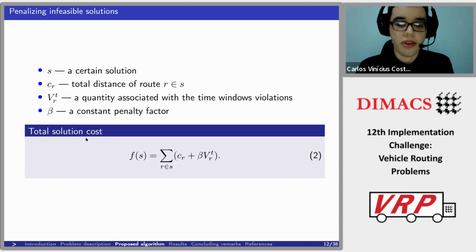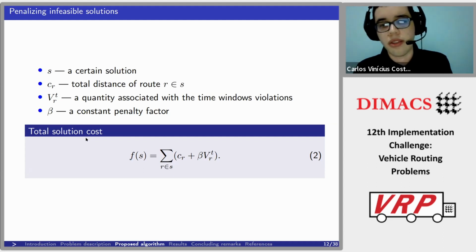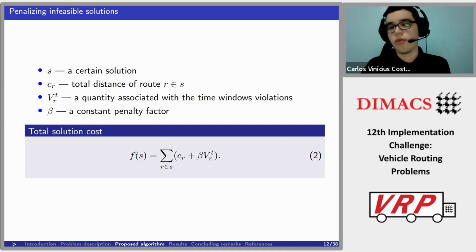Of course, those methods account for the capacity constraints, but not for the time window constraints. So we have to apply a penalty to solutions, to make sure that feasible solutions have a better cost than solutions which are infeasible in terms of time windows.